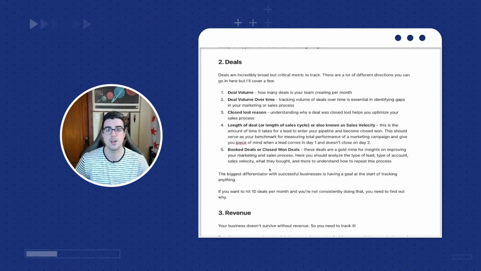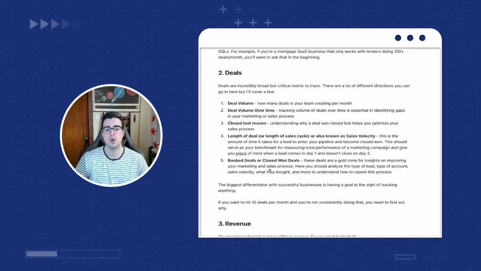All right, next, let's talk deals. Deals are an incredibly broad but critical metric to track. There's a lot of different directions you can go in here, but I'll cover a few. First is deal volume. This is simply how many deals your team is creating per month or whatever time period you want to track. Typically, month is very common.